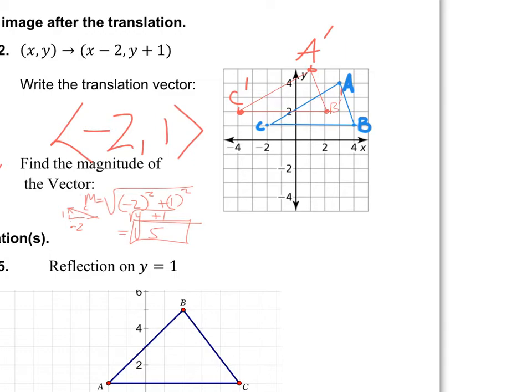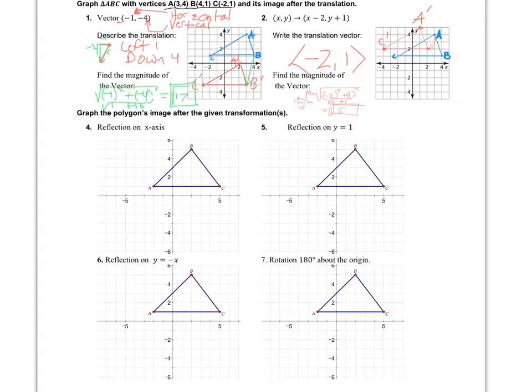All right, well, let's go ahead and do some reflections. There's our translations. We can describe translations in words, in vectors, and in these rules like we had in number 2.